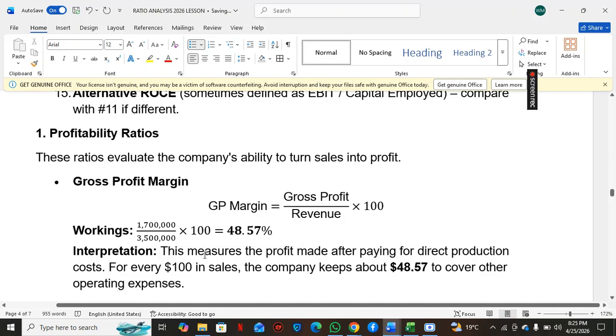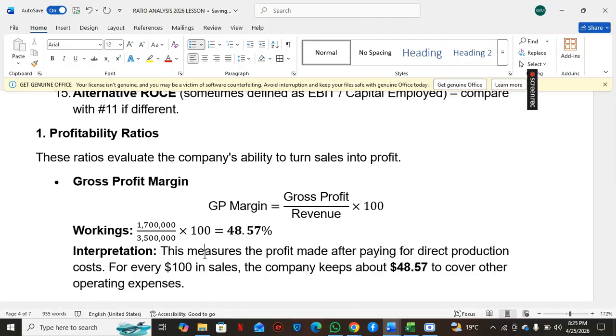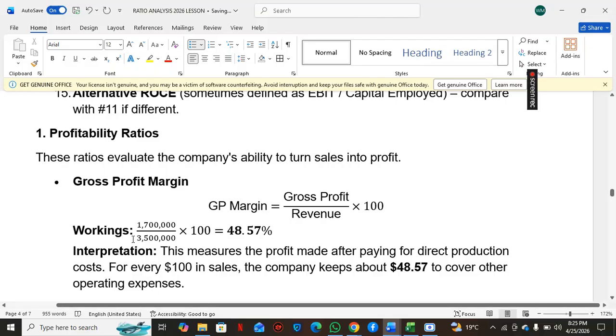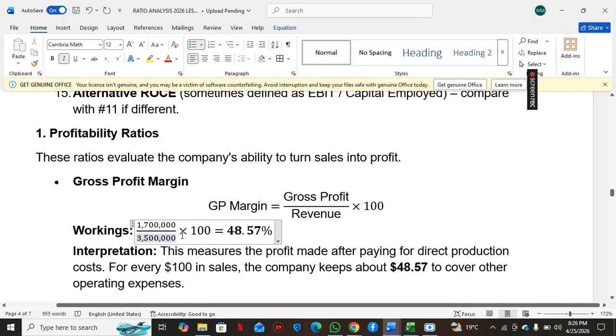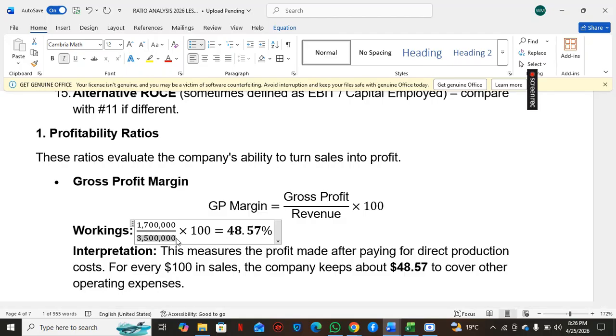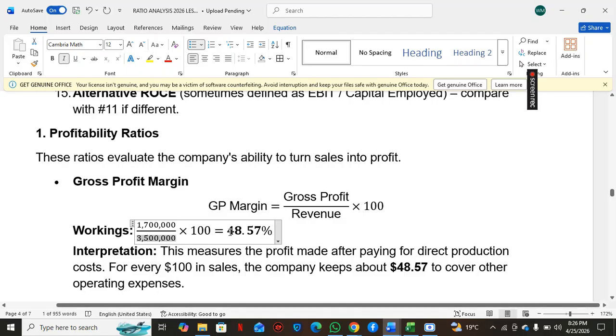48.57%. So as I said earlier on, the sales revenue is 3,500,000. So 48.57% of that 3,500,000 is gross profit. Okay, colleagues? 48.57% of this 3,500,000, which is the whole sales revenue, is gross profit. That's one way to think of it. Because if you do your calculations with your calculators, you get 48.57% of 3,500,000, you end up with 1,700,000.